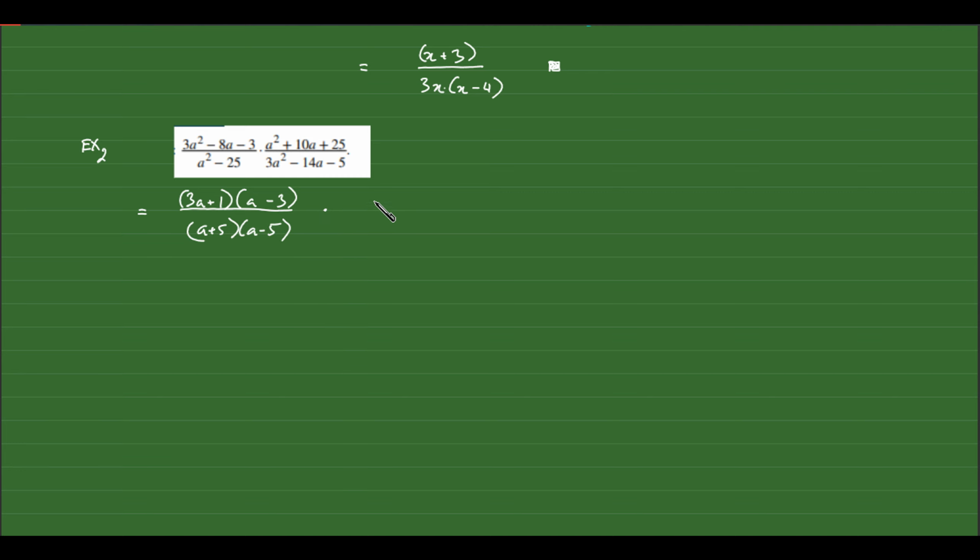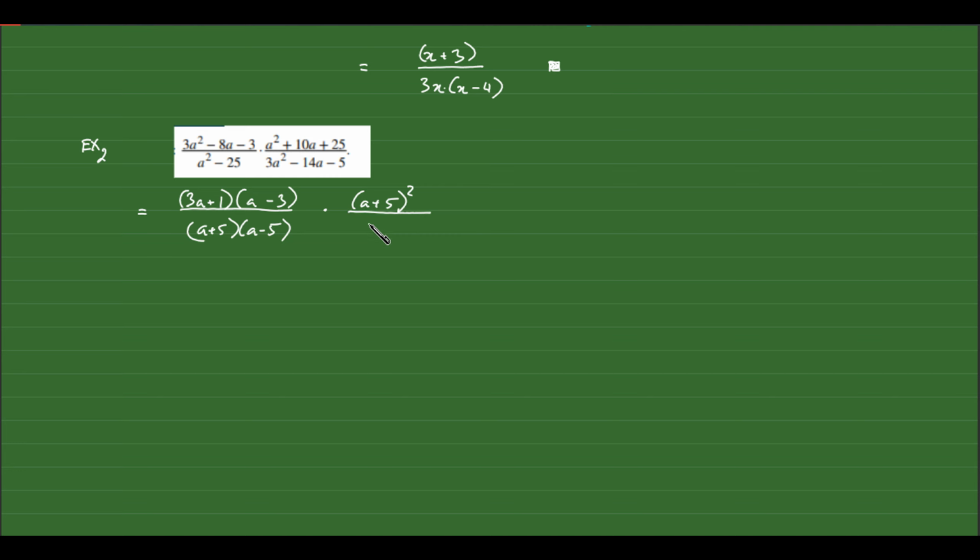Okay, multiply by this is a square of the sum, right? This is square of the sum. This is one of the formulas. You see that 2ab, right? 2 times 5 times a, right? So this is 25 is 5 square. So I can factor this as a plus 5 times a plus 5. And a plus 5 times a plus 5 is a plus 5 square.